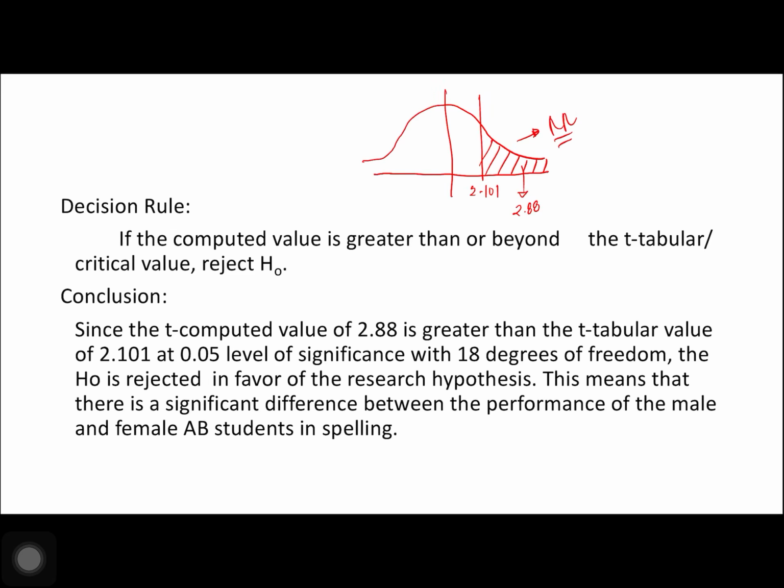So for our conclusion, since the t computed value of 2.88 is greater than the tabular value of 2.101 at 0.05 level of significance with 18 degrees of freedom, the null hypothesis is rejected in favor of the research hypothesis. This means that there is a significant difference between the performance of the male and female AB students in spelling. Okay? Next.